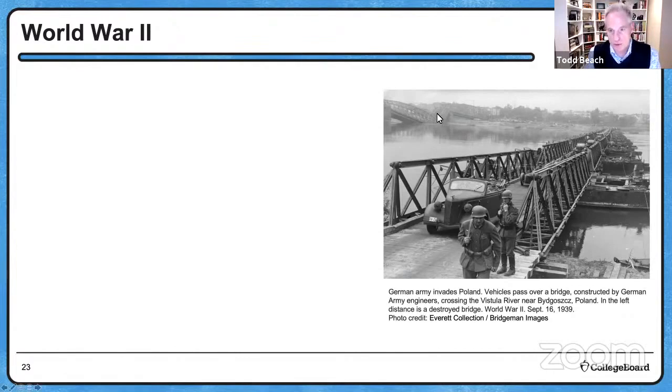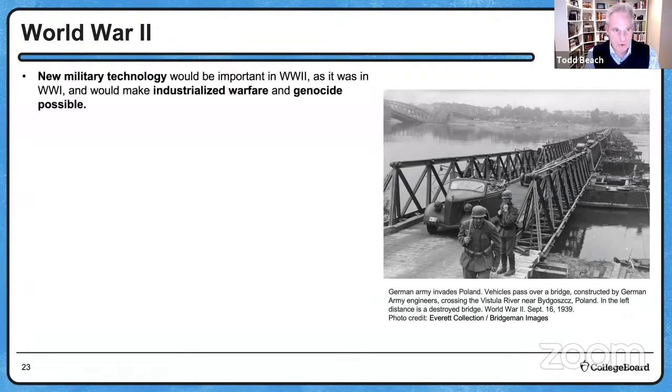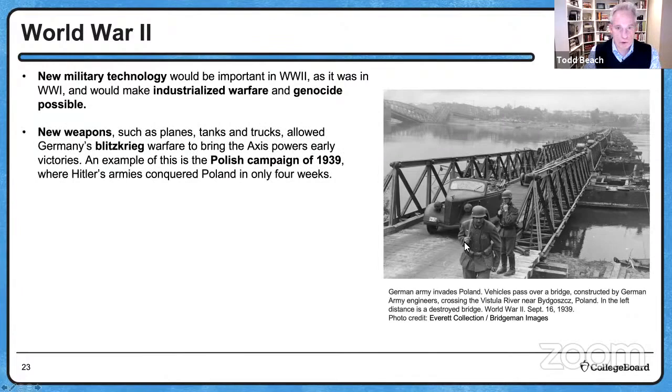You can see this other bridge has already been destroyed, it looks like, and then they've made a makeshift bridge. It isn't clear to me because of the image if the bridge was destroyed by the Polish or by the Germans, but they've built a float bridge, they call it. So new military technology will be important in World War II as it was in World War I, and will make industrialized warfare and, unfortunately, genocide possible.